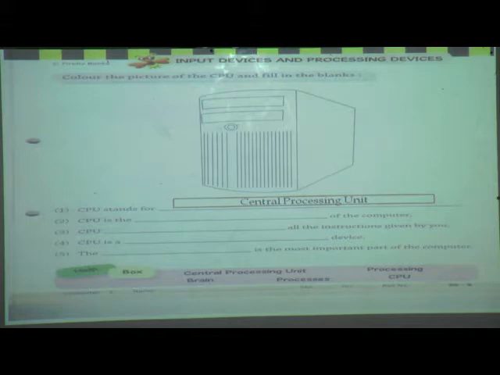Next, second question is what? CPU is the dash dash of computer. CPU is the brain of computer. What is the spelling of brain? B-R-A-I-N, brain. CPU is the brain of computer. What is the third question? CPU dash dash all the instructions given by you. CPU processes.